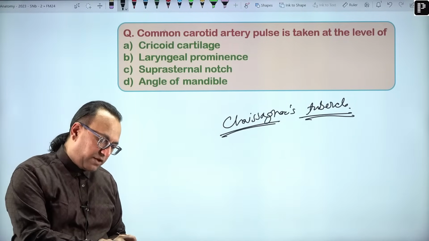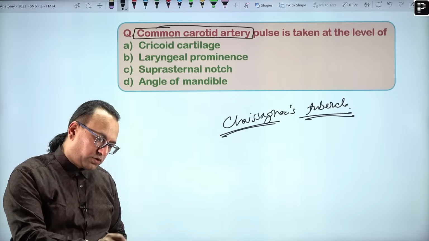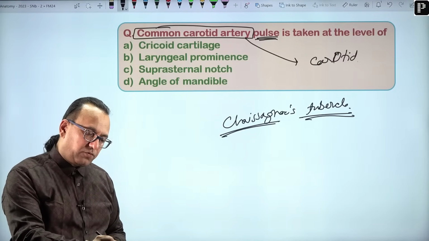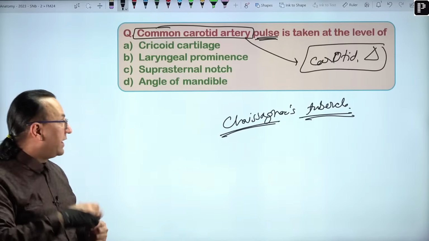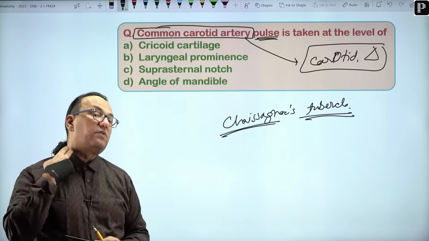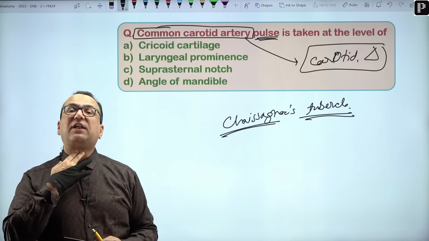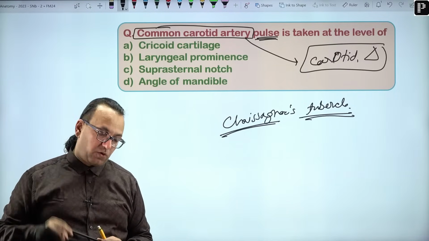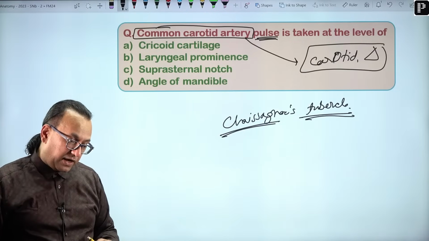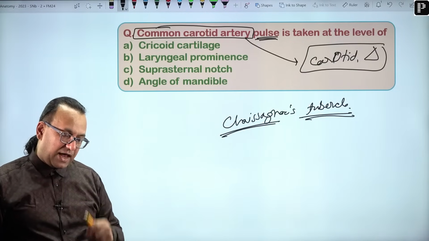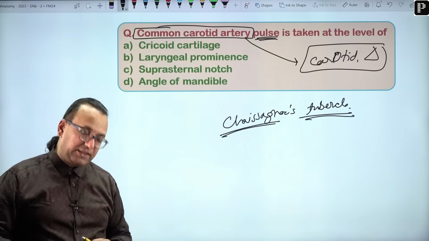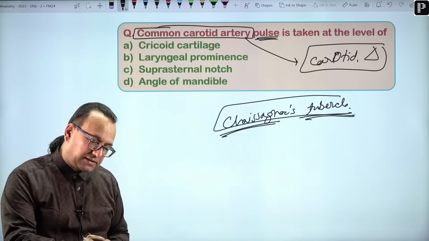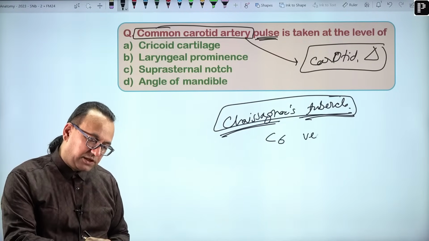So the common carotid artery pulse you want to take can be taken in the carotid triangle. And where is the carotid triangle? The carotid triangle will be in front of the sternomastoid muscle, and there are a lot of landmarks here which can be used, but let me add some information here only. There is a Chassaignac's tubercle, and what is that? That is at the C6 vertebra.